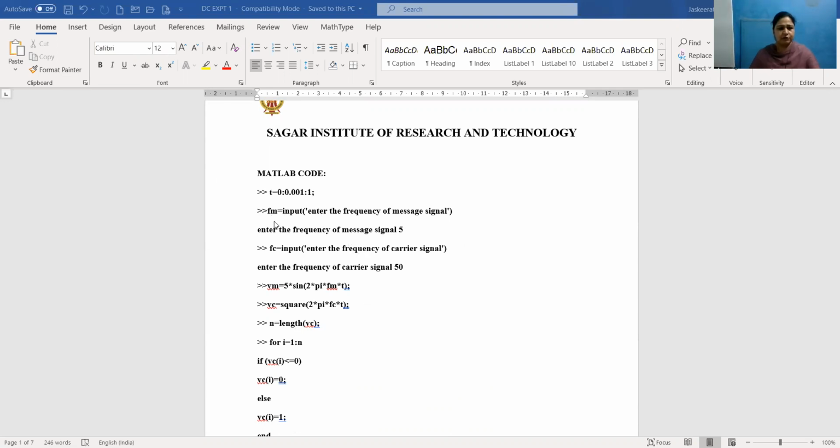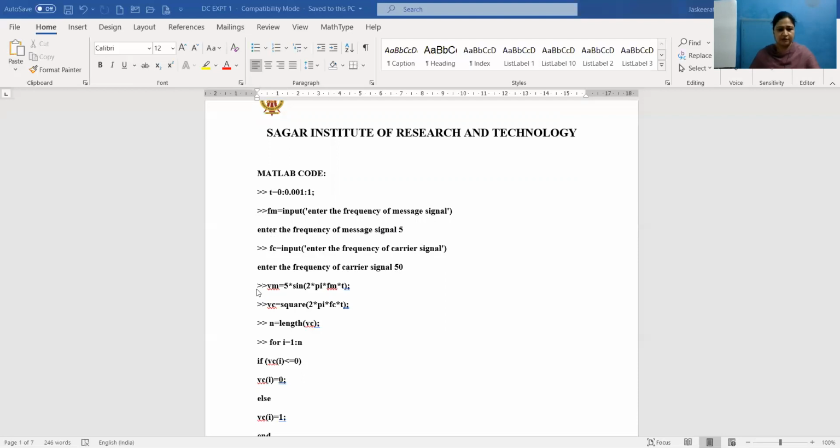Now in order to input the frequency of the message signal and carrier signal, we will use the command fm is equal to input enter the frequency of the message signal. When we enter this command, the code will ask the frequency of the message signal. Say the frequency is 5 Hz. Now for carrier frequency, fc is equal to input enter the frequency of the carrier signal. When we enter this command, it will ask enter the frequency of the carrier signal. Say the frequency is 50.